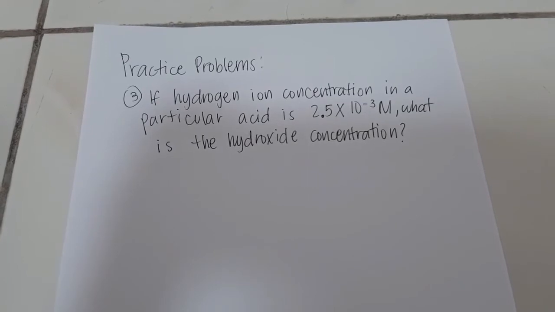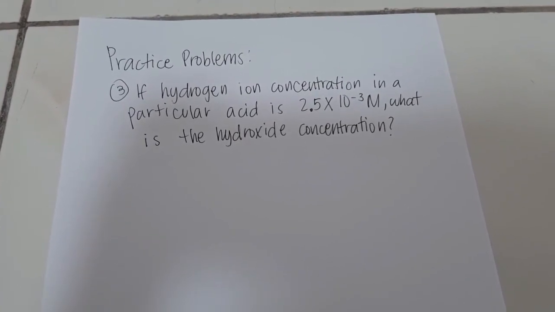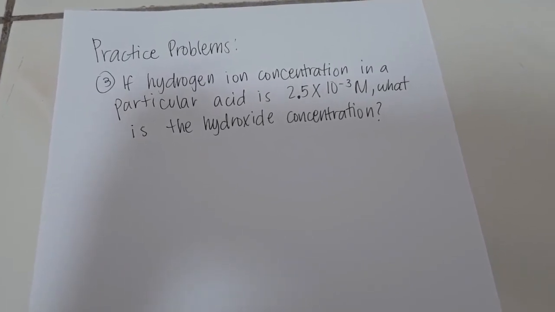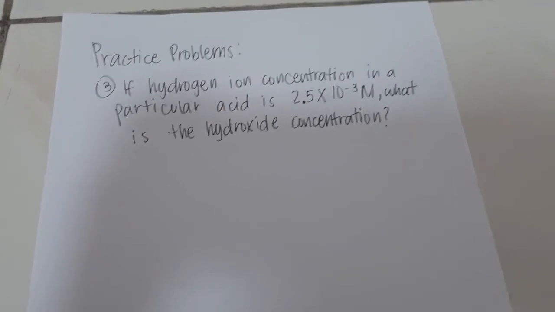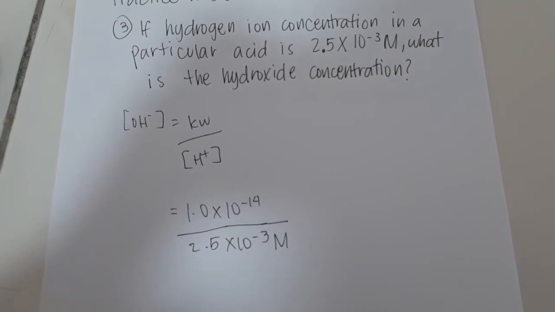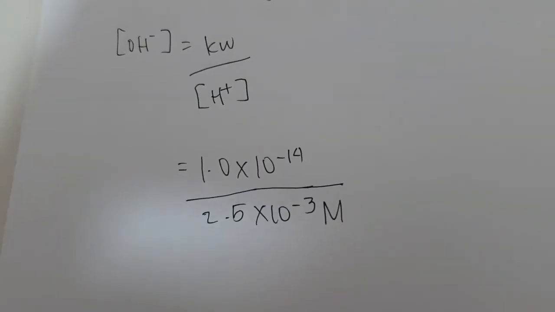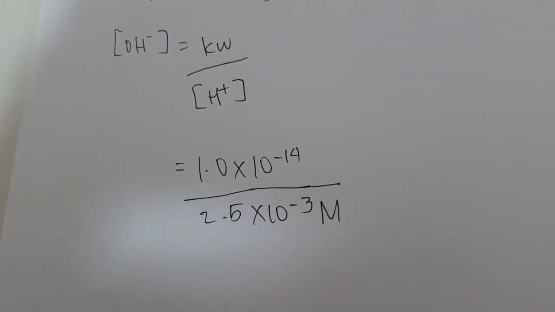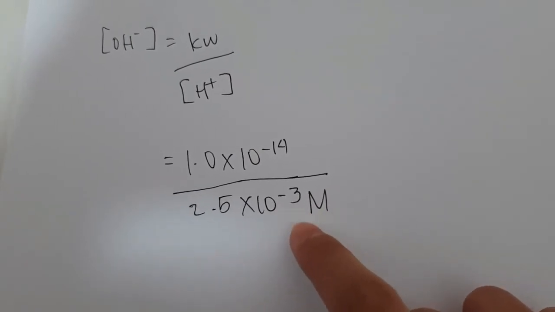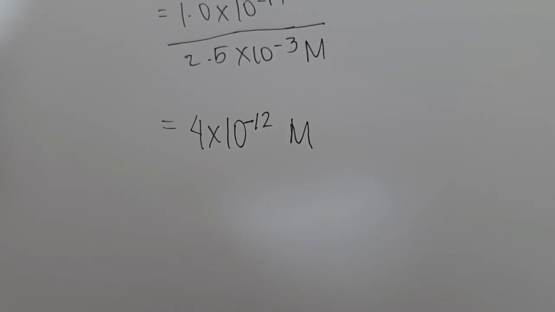Now on to the third problem. If hydrogen ion concentration in a particular acid is 2.5 times 10 raised to negative 3 molar, what is the hydroxide concentration? Now, the formula that we will be using in here is this. Now writing the value of hydrogen ion, which is 2.5 times 10 raised to negative 3. And the answer will be 4 times 10 raised to negative 12 molar.